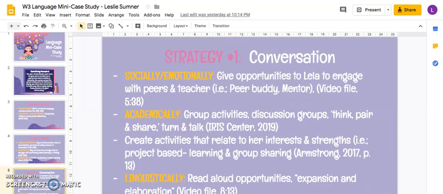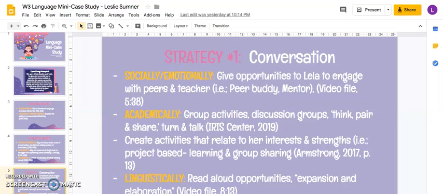So the first strategy is using conversation as a learning tool in her language development. By using conversation as an instructional support, the teacher should be able to provide many opportunities throughout the day for her to engage with her peers and with her teachers as well. Providing her with an ally such as a peer buddy or even a building mentor, which would be like another classroom teacher or support staff member that would check in with her at the beginning, middle, and end of the day, might help regulate more social development and language.